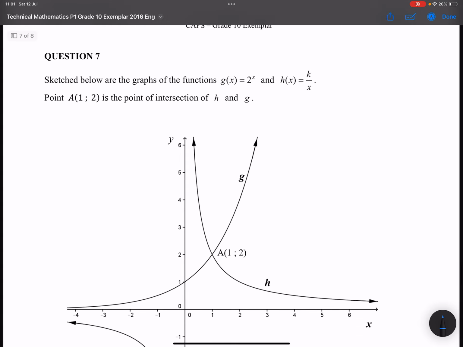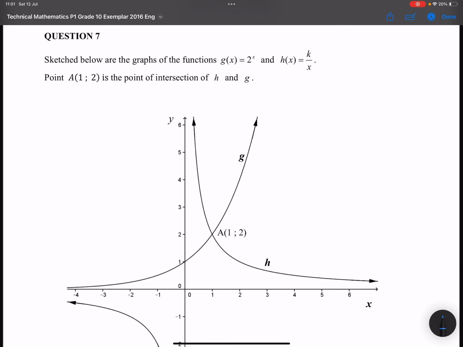So in question 7, they say sketched below are the graphs of the functions g of x, which is 2 to the exponent of x. This is an exponential function, and h of x, which is k over x. This is definitely a hyperbola. I've already published videos where I take you through functions where you get the graphs of the exponential graph as well as the hyperbola. So please have a look at those if you still don't have any clue what's happening around here. But let's go into it.